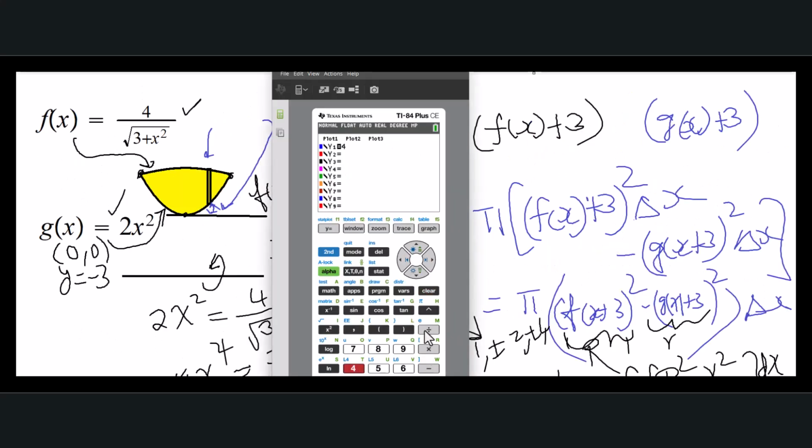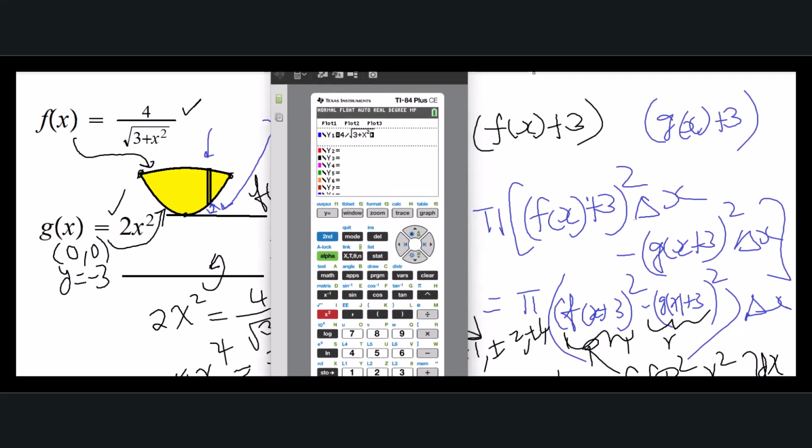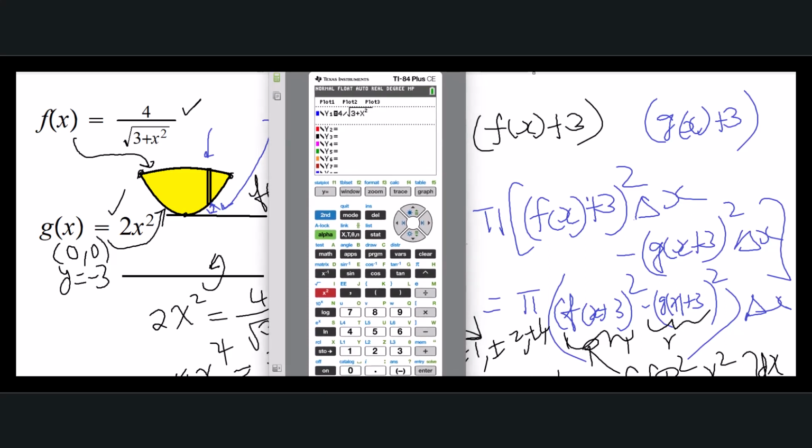So here our first function is 4 divided by 3 plus x square. Let me pull this up a little bit. Okay, x square, and the function number 2 is what? Simply 2x square. So this will give us the point of intersection. I mean, we calculated it by hand, but just in case you're running out of time, we can go to second calc, and then we want the intersection.